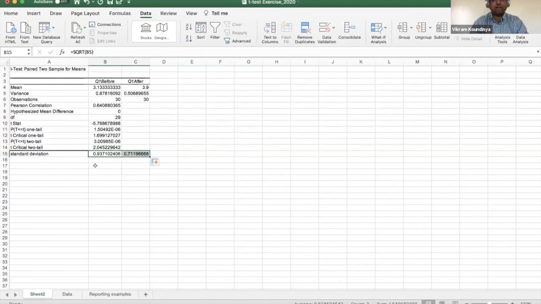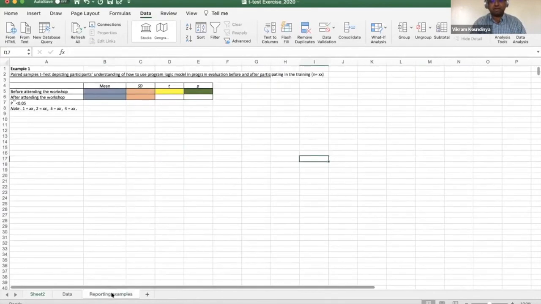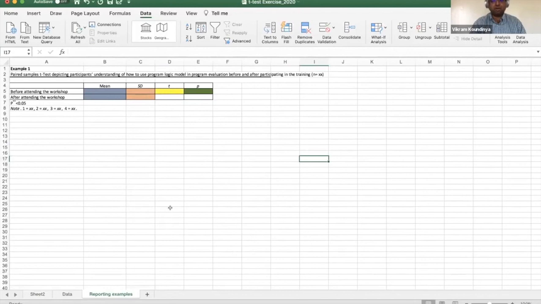The smaller the standard deviation, the less the scatter, meaning the individual scores are closer to the mean. So ideally we want a lesser standard deviation. After that, there is a tab that has an example format of how to report the t-scores, the t-test. So this is an example.